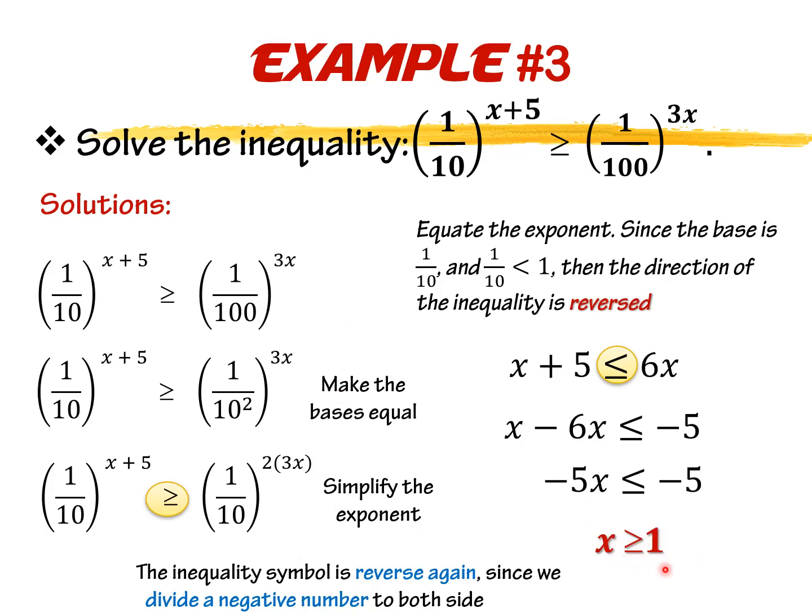Expressing this in interval notation, we will have open bracket 1, and then to the positive infinity open parenthesis. So you will use a bracket since 1 is included. Remember your rational inequalities. Okay, you can go back to the topic so that you will be able to recall how we express inequality notation into interval notation.